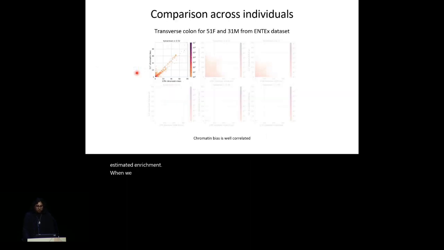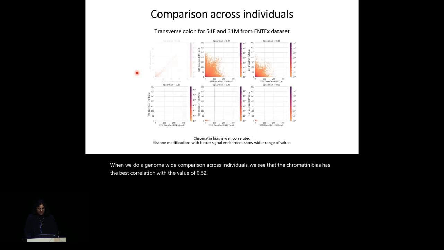When we do a genome-wide comparison across individuals, we see that the chromatin bias has the best correlation, with a value of 0.52. Surprisingly, histone modifications that have a better signal, such as H3K4me3 methylation and H3K27me3 methylation, show a wider range of values between individuals.